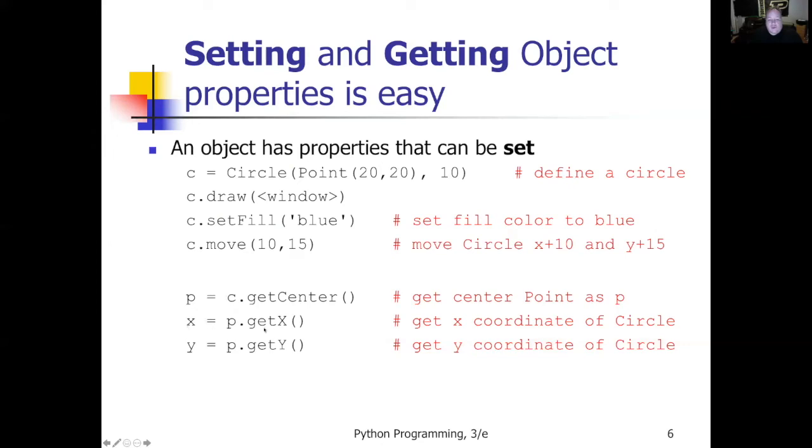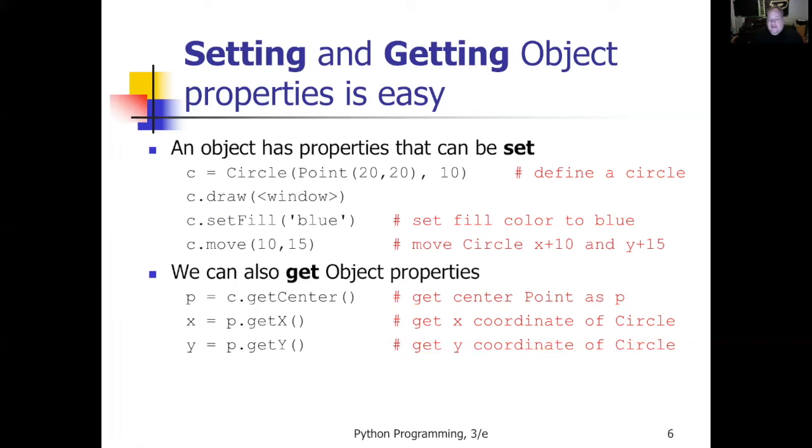Then x equals p.getX, y equals p.getY. I'm retrieving the x and y coordinate from the center point of the circle. So I can now determine where that circle is. What if that circle's moving around the window and I want to know if it's too close to the edge or too close to the top or too close to the bottom? I could retrieve its center point and determine that. We'll look at some examples of that a little bit later.